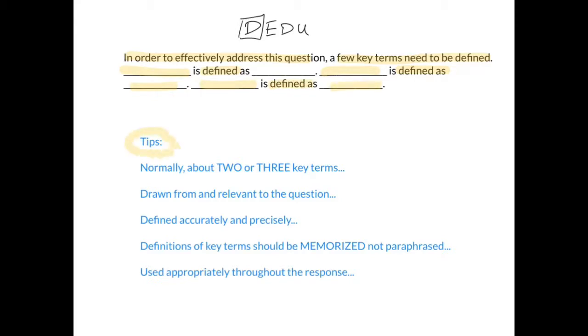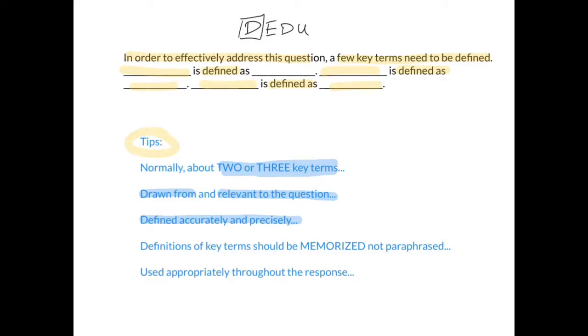Now, some tips that I give my students. So normally you want to define about 2 or 3 key terms. Don't define more than that. It's pointless. Pick the ones that are most relevant, that are really central to answering your question. These key terms are drawn from and most relevant to the question, which is where the role of understanding the specific demands of the question comes in. Make sure your key terms are defined accurately and precisely. You have accurate and precise definitions.